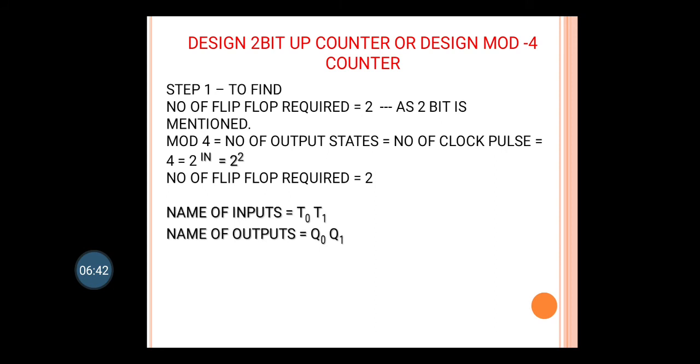The output will be combinations from the truth table. So 4 combinations will be there, and 4 combinations are only possible with 2 bits, 2 inputs. So the number of clock pulses is 4 and the number of flip-flops is 2. Then you have to name the inputs T0, T1, and name the outputs Q0, Q1, as only T flip-flops will be used for designing.